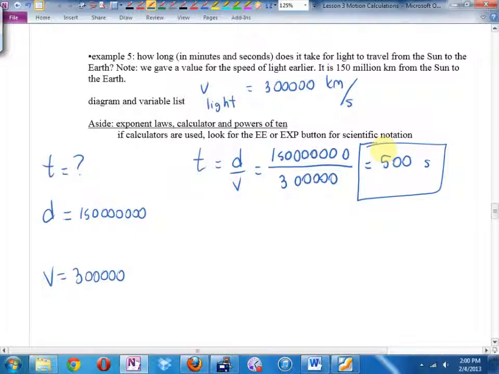How many minutes? How do I change seconds to minutes? Because it does say give your answer in minutes and in seconds. Times by 60. 35 minutes. How many minutes? 8.333.